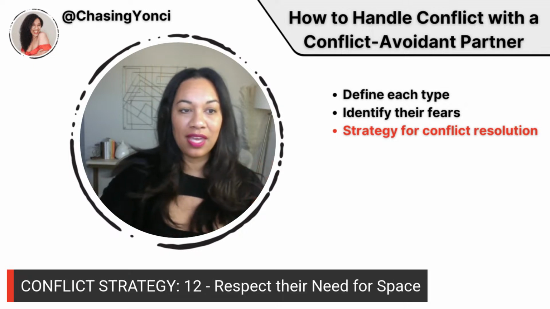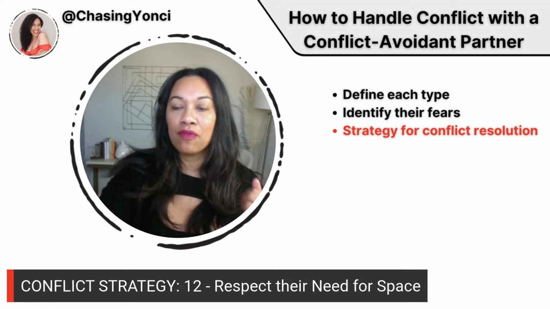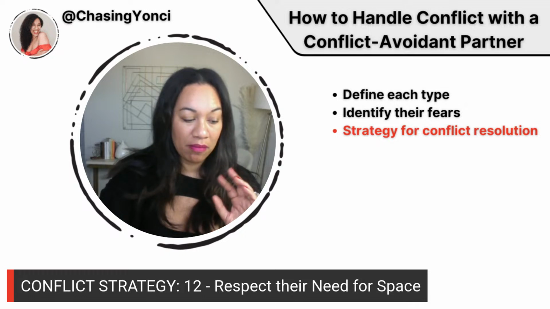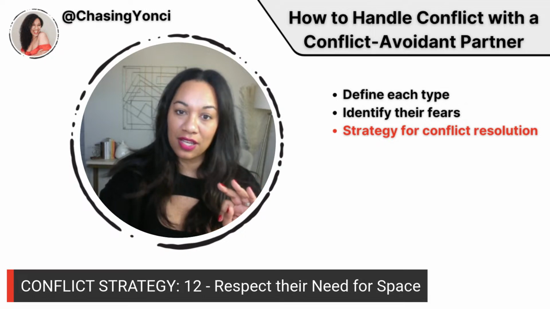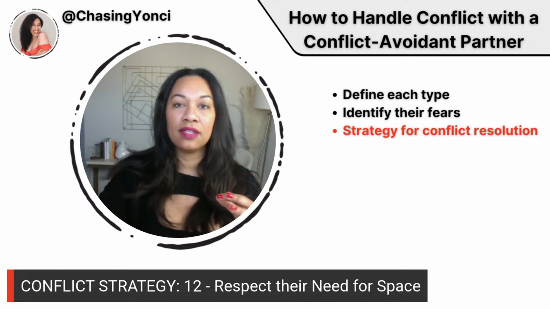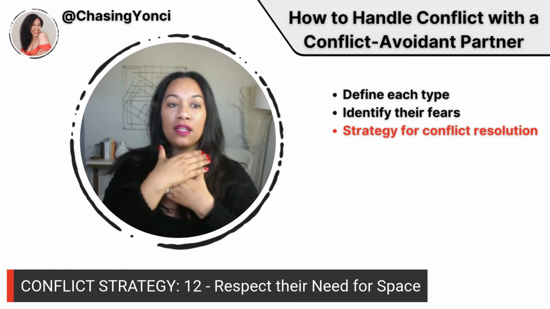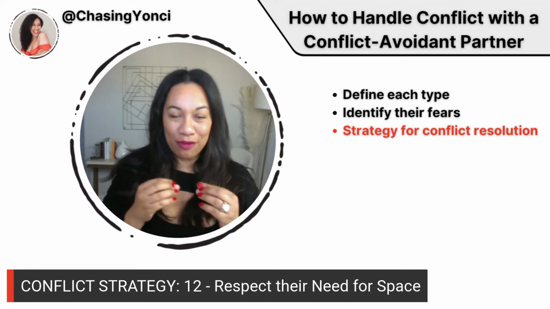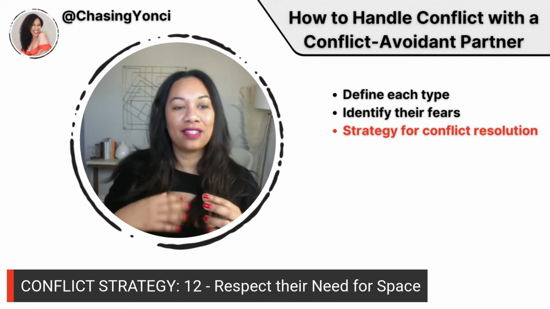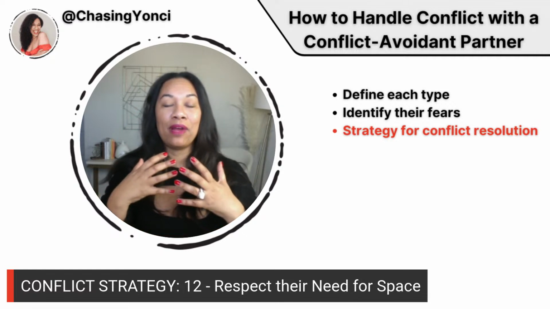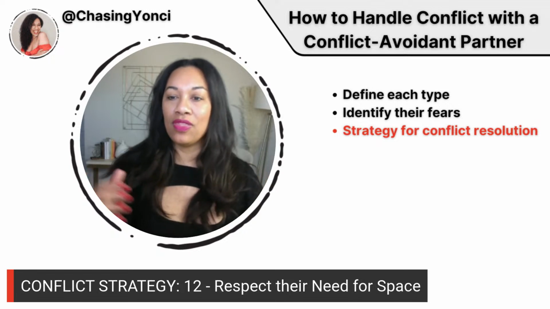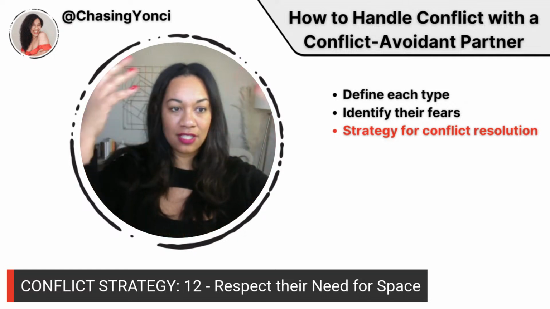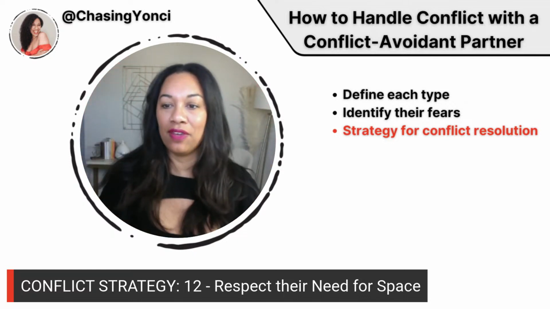Number 12, and we're almost to the end with the 14. Number 12, respect their need for space. This is such a difficult thing for me and probably most people who are conflict engaging, because when they need space, we then start to feel that distress. So it's so ironic. The conflict avoidant person feels the pressure when they're going through it, and we, as the conflict engaged, feel that pressure when they walk away. So when they need space, we hear this is not going to get resolved. It's just suspended in the air. Now I just have to walk around this elephant in the room.